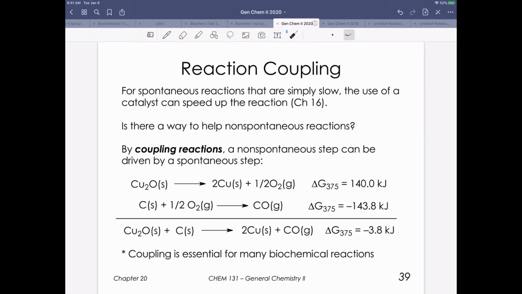Okay, so a couple more concepts here, and then we're going to wrap up with a big picture concept that ties a lot of things together. Again, sometimes reactions might be slow. If a reaction is slow but spontaneous, we learned about catalysts in our kinetics chapter, chapter 16, that can take a reaction and speed it up. And remember, catalysts can't take a non-spontaneous reaction and make it spontaneous, but they can lower that hill to go over to make that reaction go faster.